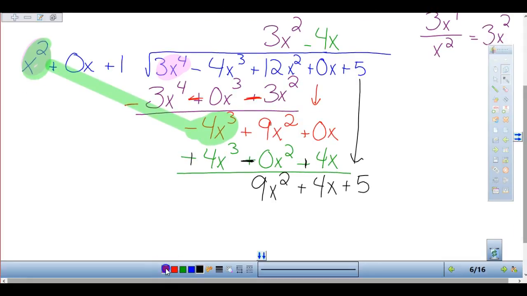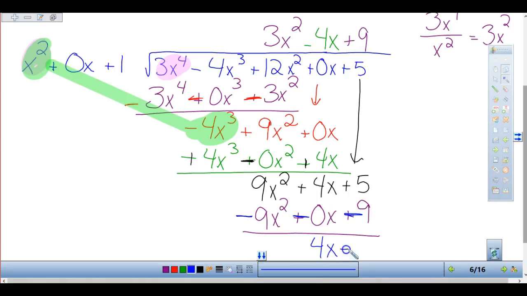Okay, it will be 9. Perfect. It's 9x squared divided by x squared. The x squared cancel. Notice up here, isn't it just a constant? So then that's just going to be the constant. So we multiply them, we get 9x squared plus 0x plus 9. Switch our signs. So those cancel, I'm left with 4x minus 9.